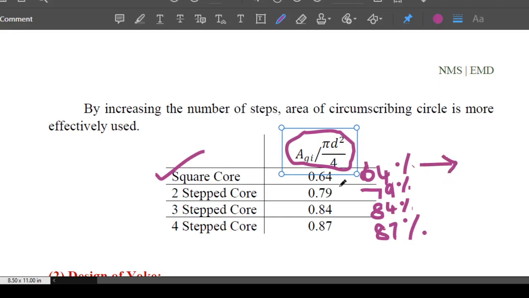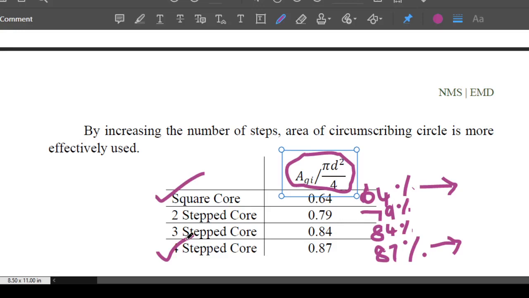It is a waste. So when I change to a stepped core and increase the steps from 2, 3, 4 onwards, say for example, compare these two: instead of a square core, if you are using a 4-stepped core, the percentage usage of iron is raised from 64 percent to 87 percent. So this tells you that a stepped core will help you in more utilization of your iron part.